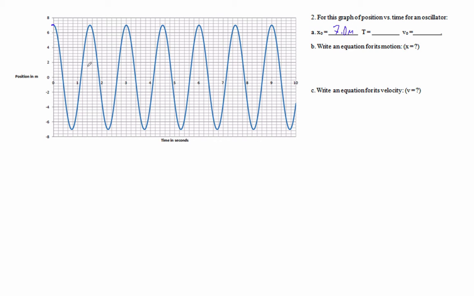Okay, and then how long does it take to go through a complete cycle? That looks like it's 1.5, right? Notice that we go through two complete cycles in 3 seconds, so I believe one cycle is 1.5.